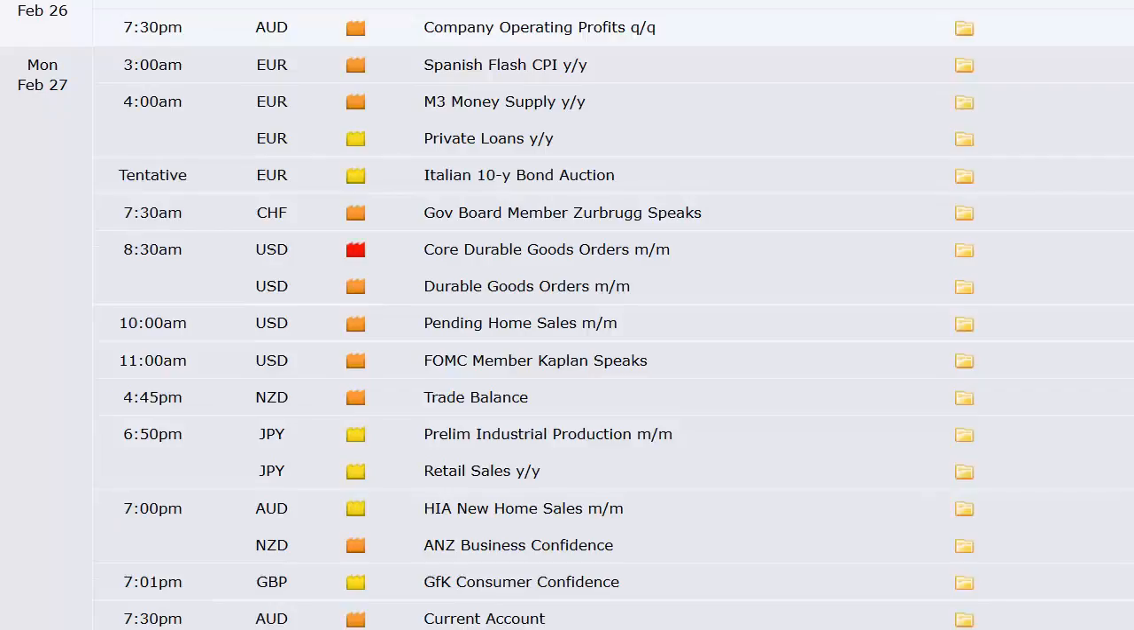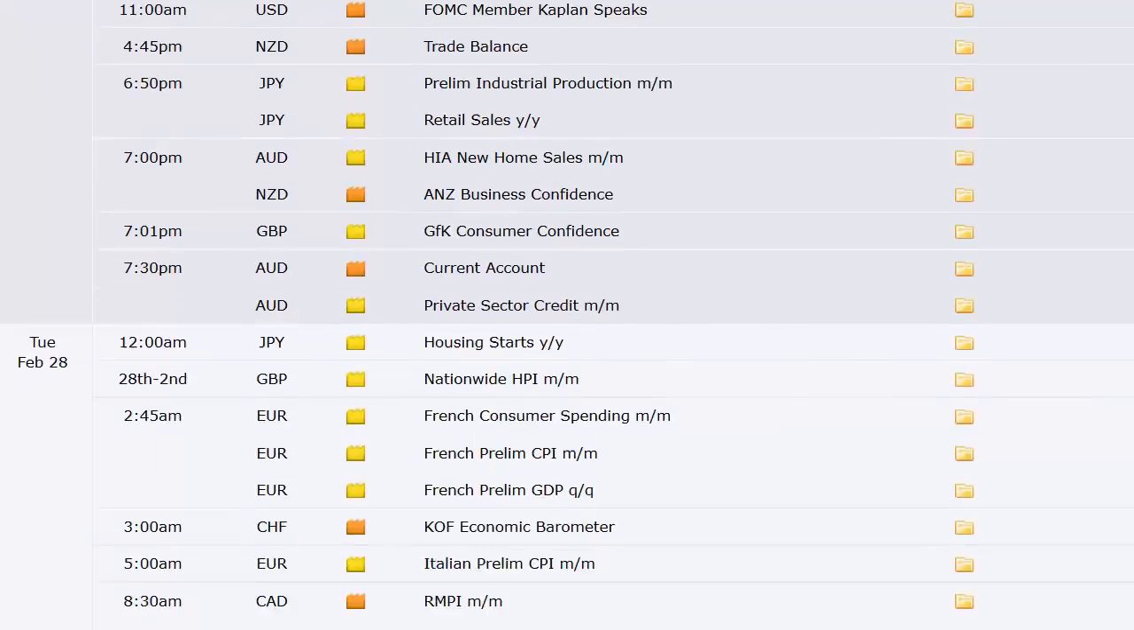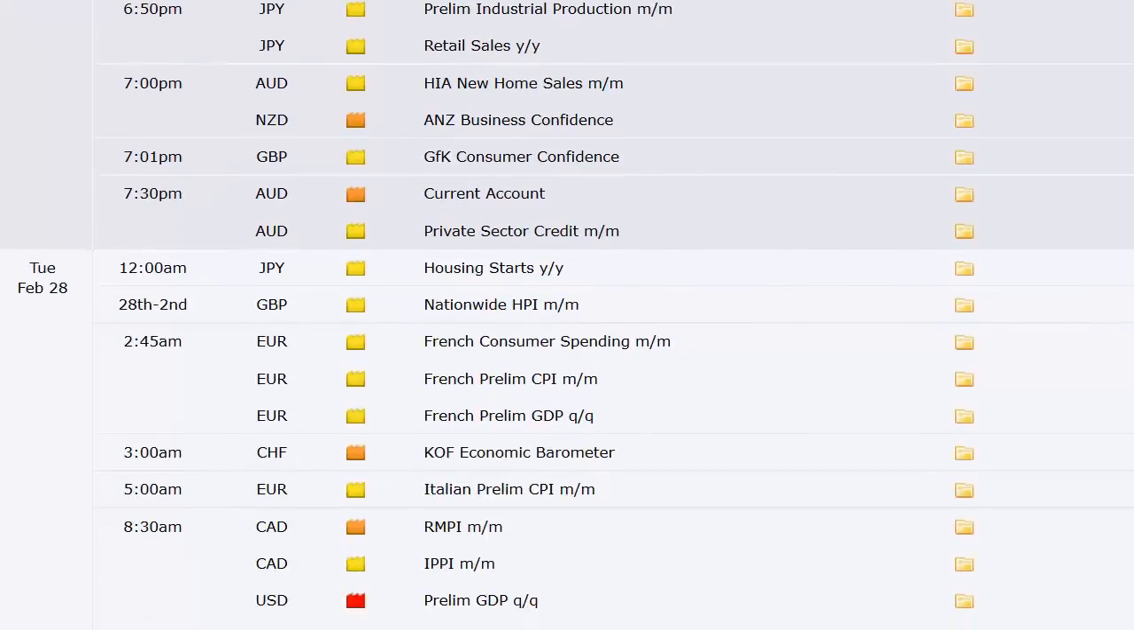Sunday, visitor arrivals out of New Zealand. Company operating profits out of Australia. Monday, Spanish flash CPI. The M3 money supply out of Europe and private loans. Italian 10-year bond auction. Durable orders here in the U.S. along with pending home sales. Got in the evening trade balance out of New Zealand. We've got preliminary industrial production out of Japan and retail sales. Australia's new home sales, business confidence out of New Zealand, consumer confidence out of the UK, current account out of Australia. Japan, housing starts, nationwide HPI.